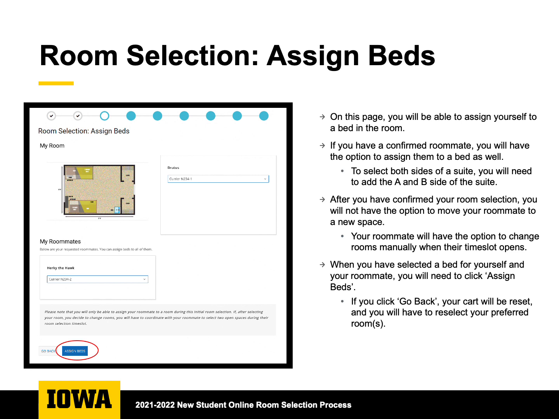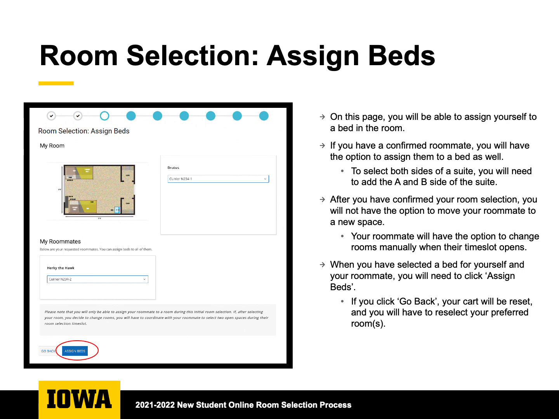If you have a verified roommate in the housing application and are the first in your group to select a room, you will be able to assign your roommate to a bed as shown. Once your room is confirmed, you will not have the option to move your verified roommate if you decide to change rooms. Once you and your roommate are assigned to the space, click Assign Beds at the bottom of the page.